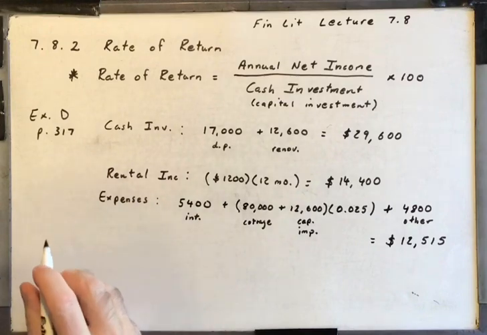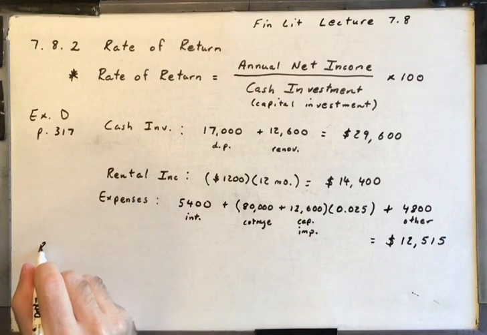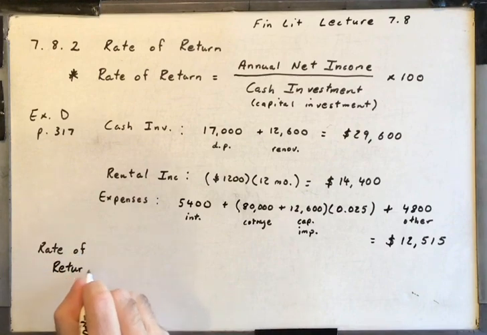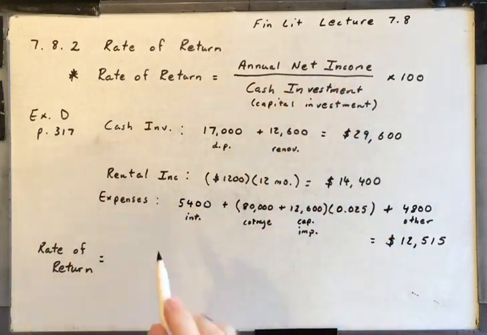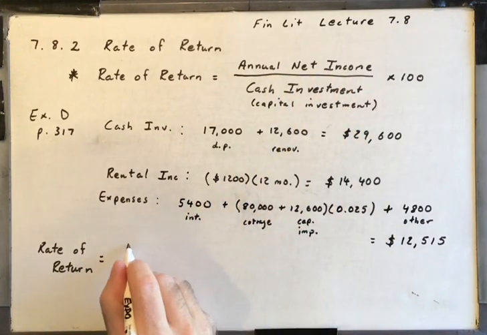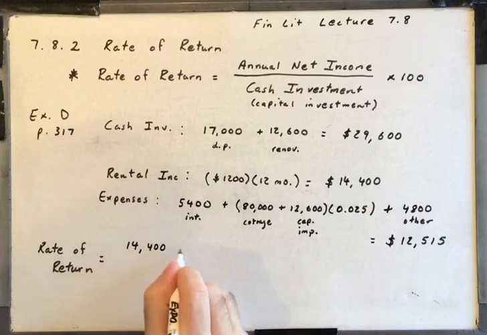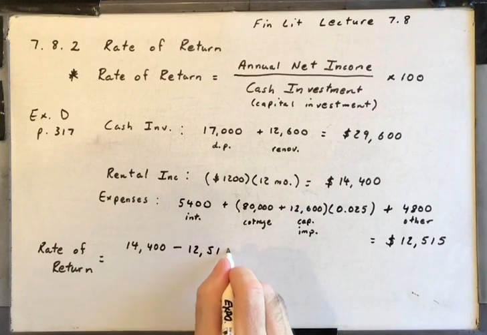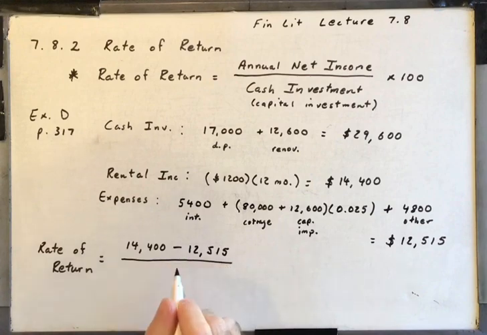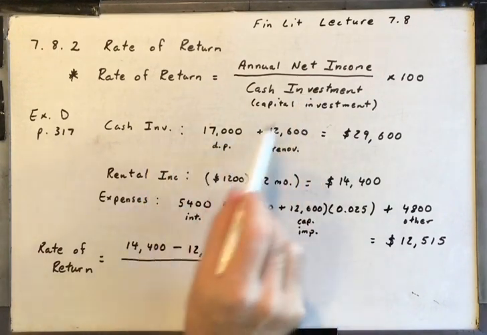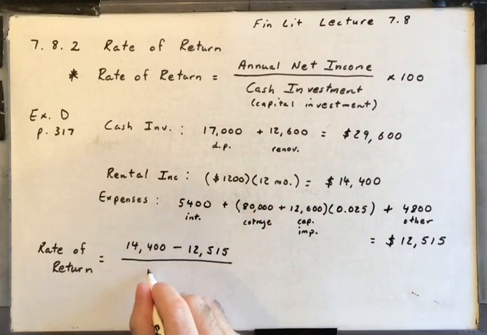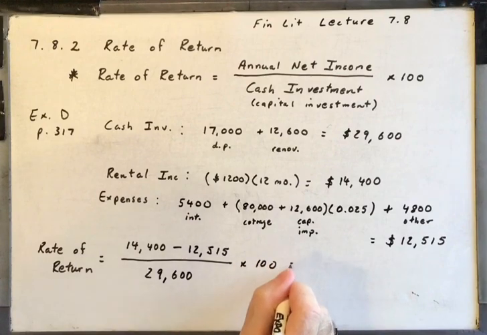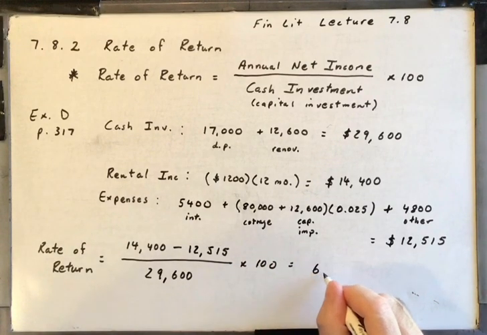Okay, so now we need to get her rate of return, and we're going to use the formula right up here. The annual net income is the rental income, $14,400, minus the expenses, $12,515. You divide that by the total cash or capital investment of $29,600 times 100. And that is 6.4%.